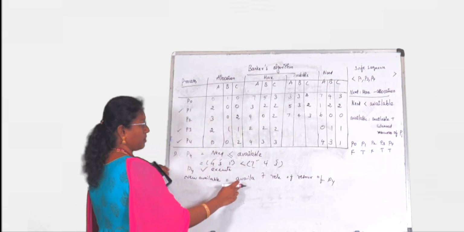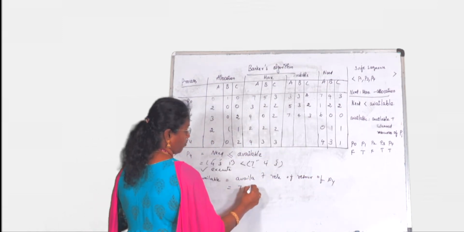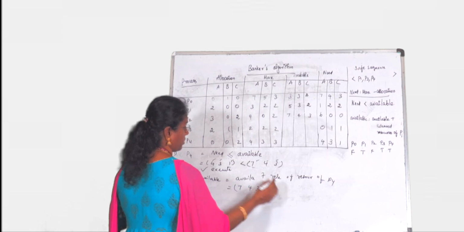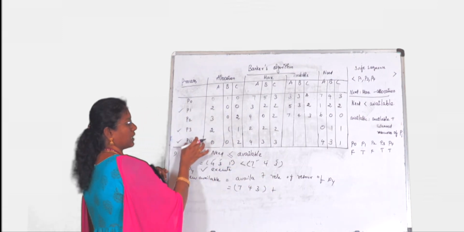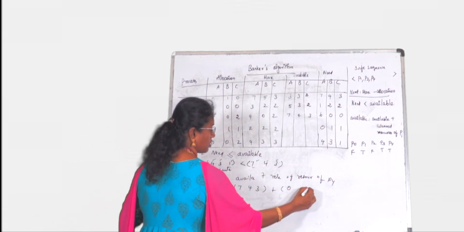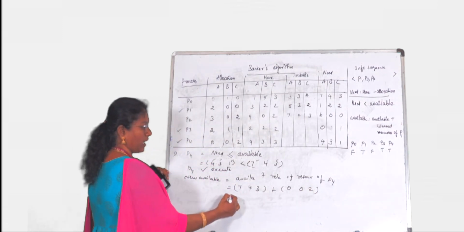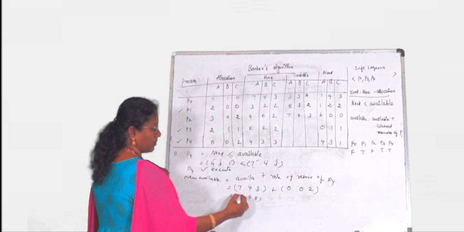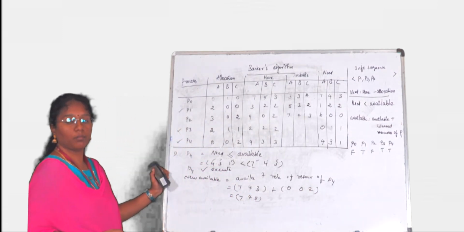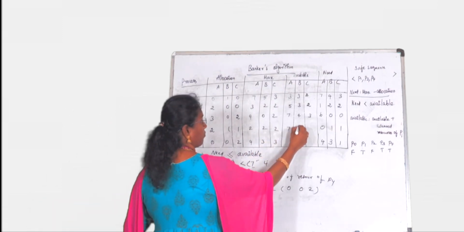What is the available resource? 7, 4, 3. Plus what is the resource it is releasing? 0, 0, 2. So now you add: 7, 4, 5. This is the newly available resource: 7, 4, 5.